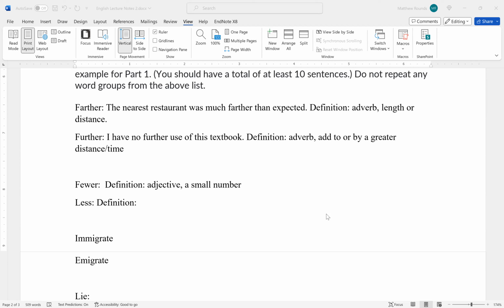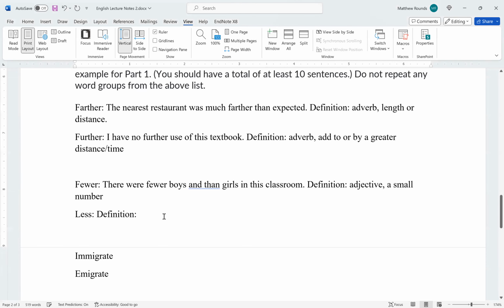Does what I typed in the chat work? Yes, excellent. Yay. All right. So let's do the same thing here for less.